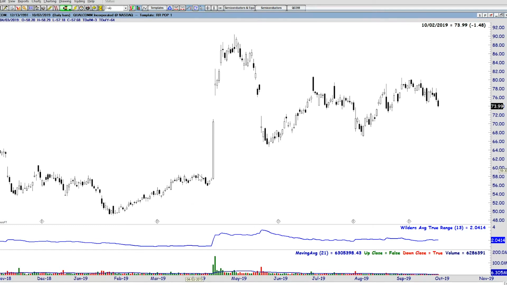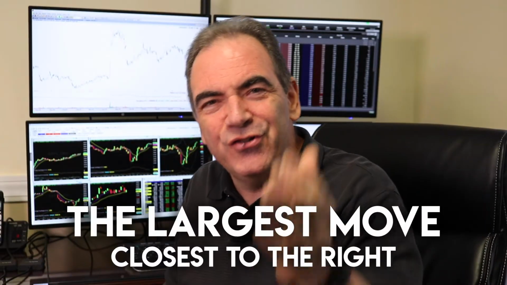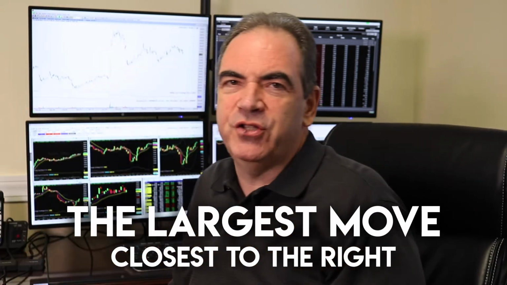So what we've got here is this bottoming pattern. And basically what we're looking for is the largest move closest to the right side of the chart. Now there's a little bit more to it than that. For this discussion, we'll make it as basic as we can.